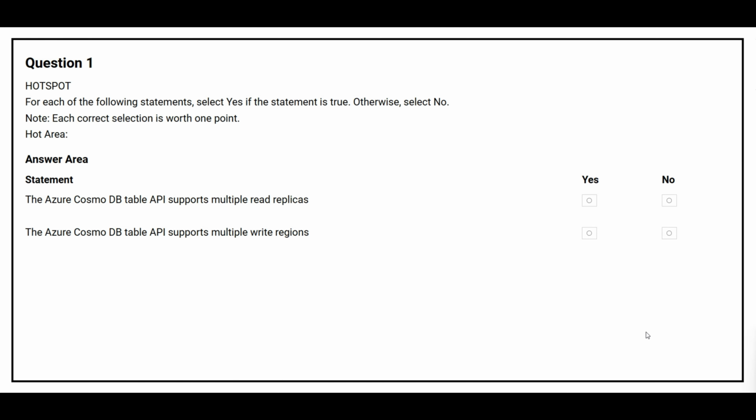Now, let's get started with our questions and answers. Question number 1. For each of the following statements, select yes if the statement is true, otherwise select no. The first statement is, the Azure Cosmos DB Table API supports multiple read replicas. The correct answer is yes. The second statement is, the Azure Cosmos DB Table API supports multiple write regions. The correct answer is yes.